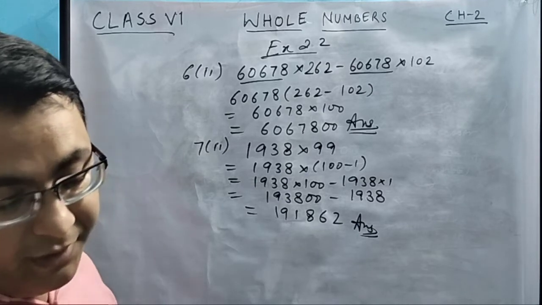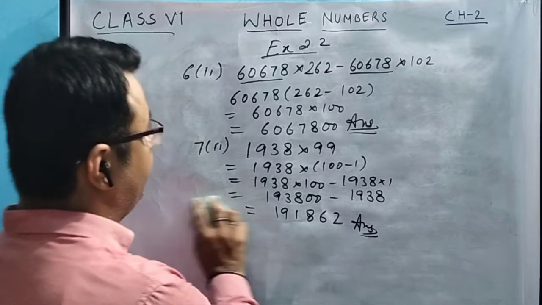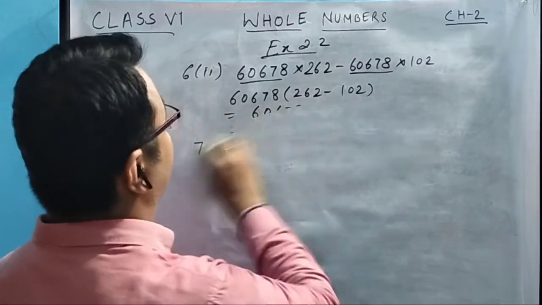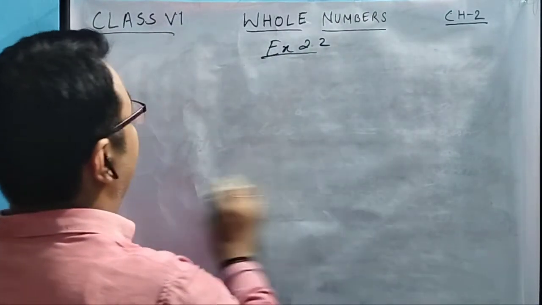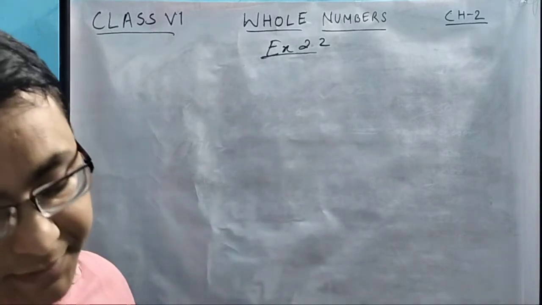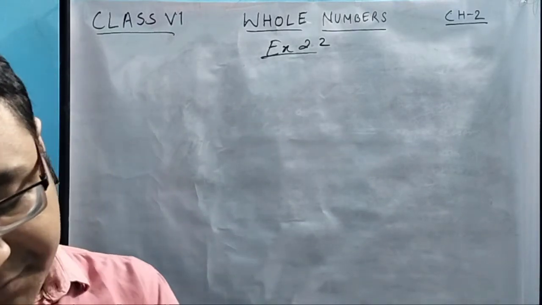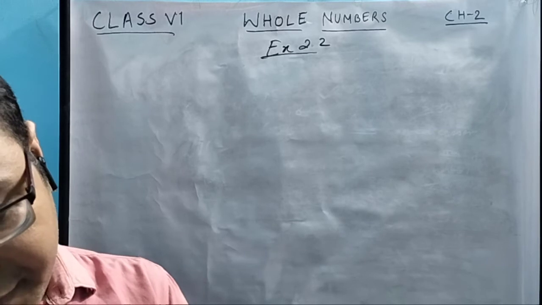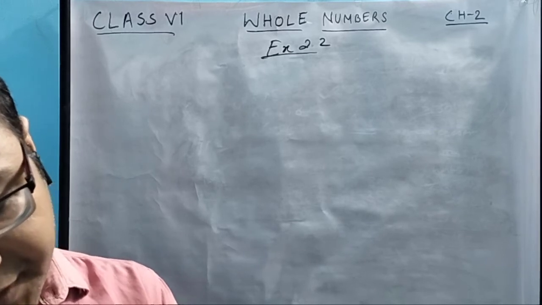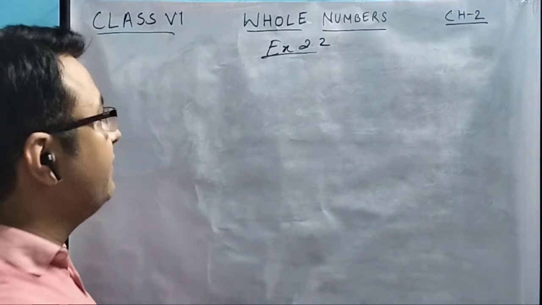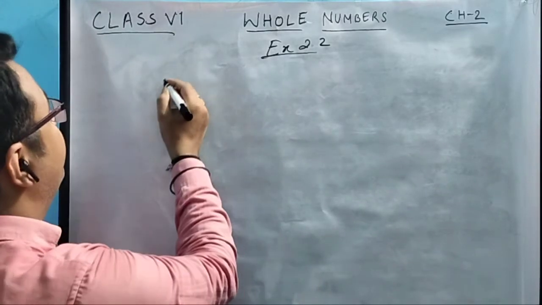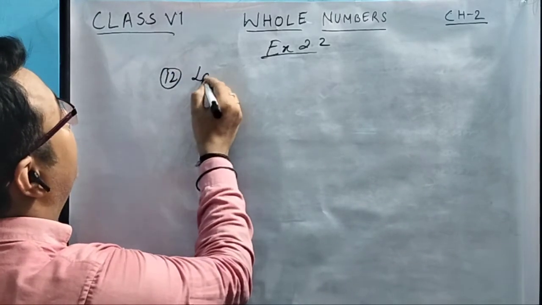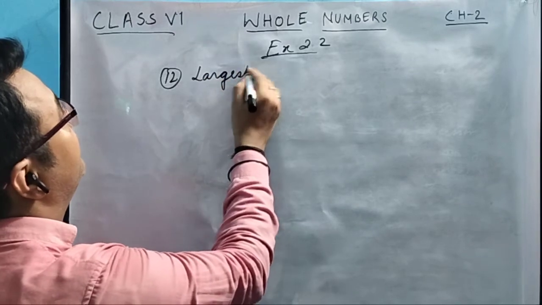After this we will take question number 12. Let's see question number 12. Question number 12 says find the largest 3-digit number which is exactly divisible by 47. So here we have to find the largest 3-digit number. So what is the largest 3-digit number?